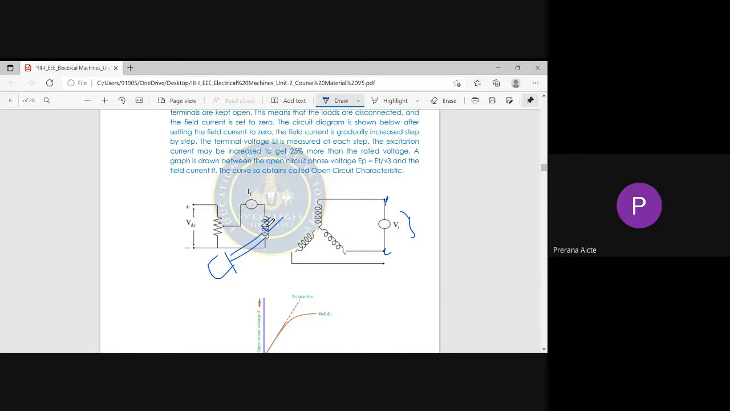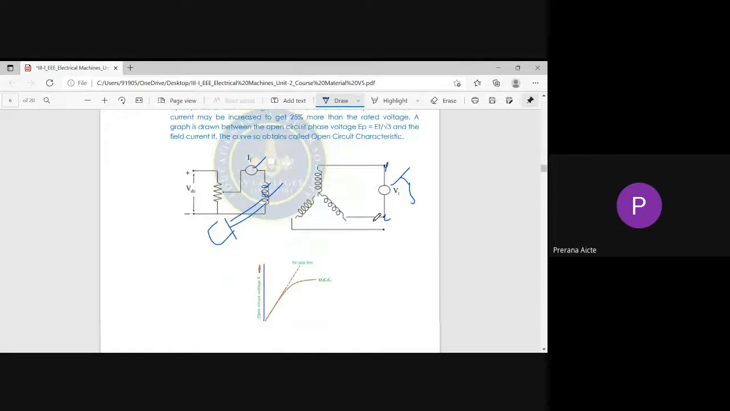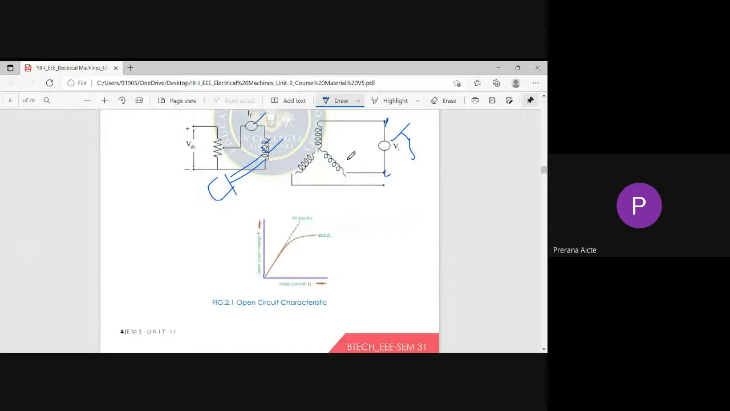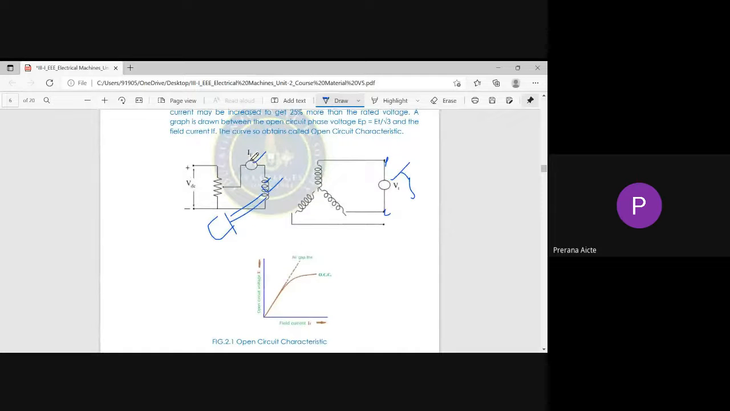The current flowing through the field winding is measured by an ammeter, and the generated voltage is measured by a voltmeter VT. From that, we are going to plot a graph of field current versus terminal voltage. Here the field current is 0 and the generator runs at rated speed. If the field current is 0, the generated voltage is 0. The voltmeter reads 0.